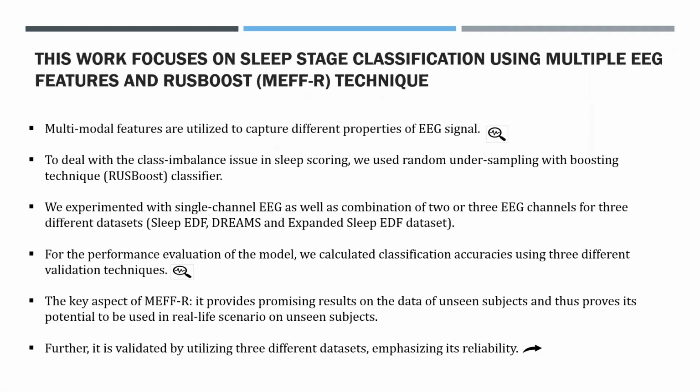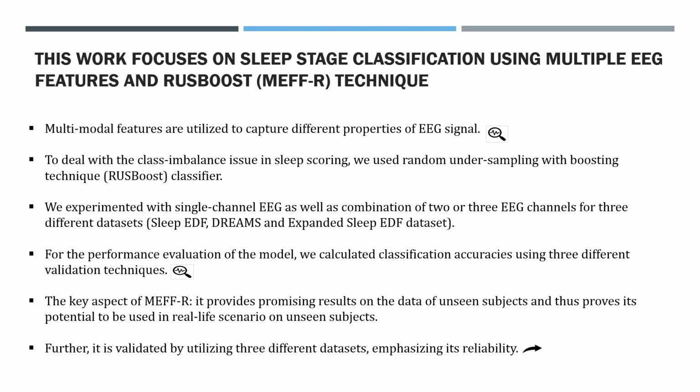Now, we chose the RUS boost classifier in order to deal with the class imbalance issue, which is very prominent in sleep scoring problems. This is because different sleep stages have an uneven number of epochs, and as a result there is a class imbalance. It has been found in the literature that RUS boost is able to tackle this problem very well. We have also compared the RUS boost classifier with the traditional SVM with RBF kernel classifier, and we have found that RUS boost outperforms the traditional SVM classifier.